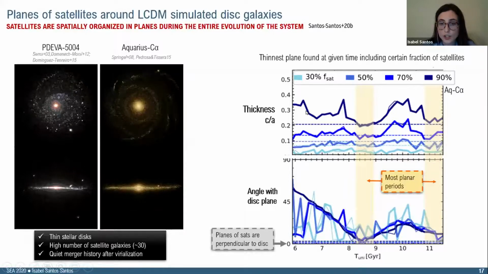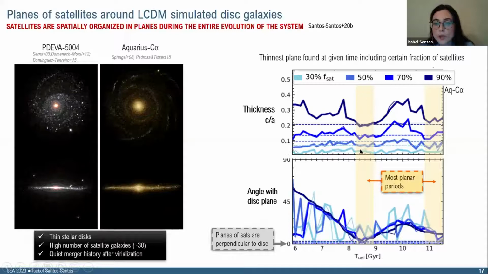For example, the dark blue line shows the thinnest plane, including 90% of the satellites. This is almost the complete satellite population of the time. So what we observe is that during the whole evolution of the system, almost all the satellites are distributed in a planar structure, as the C/A value on average is low.